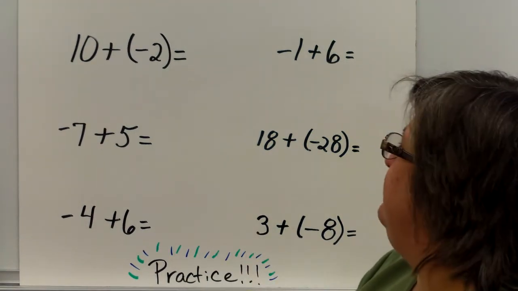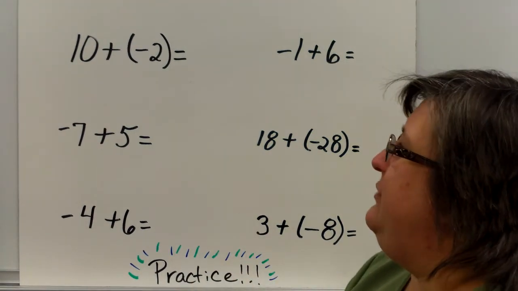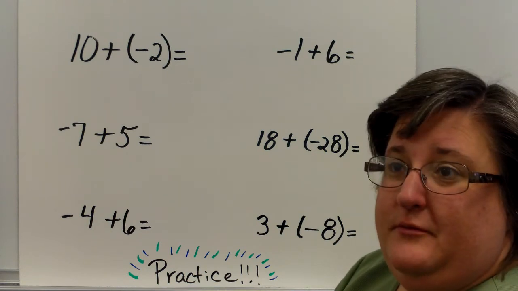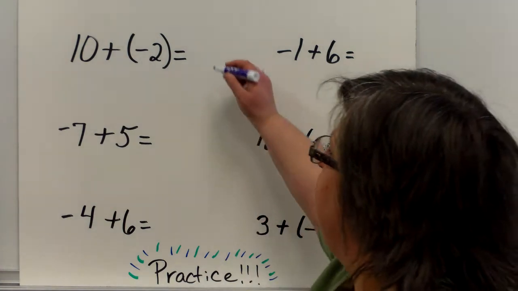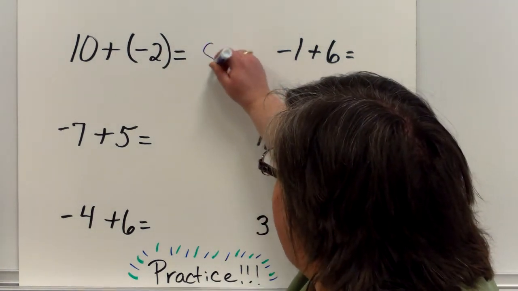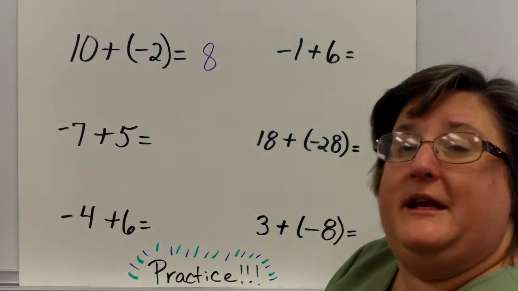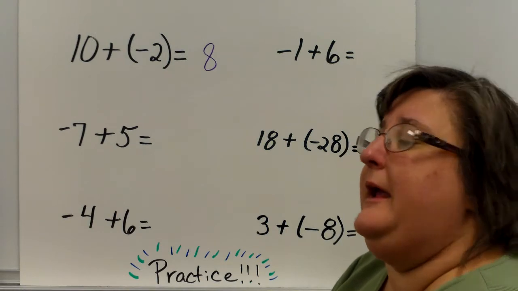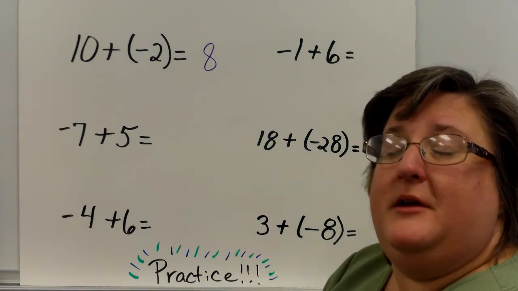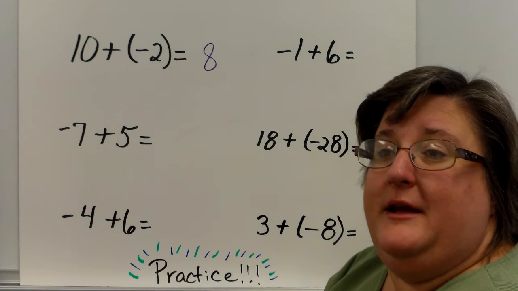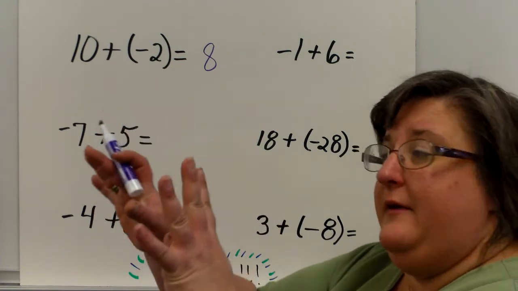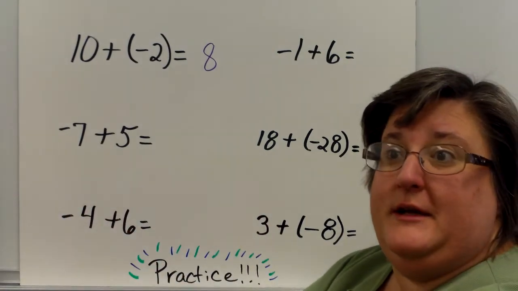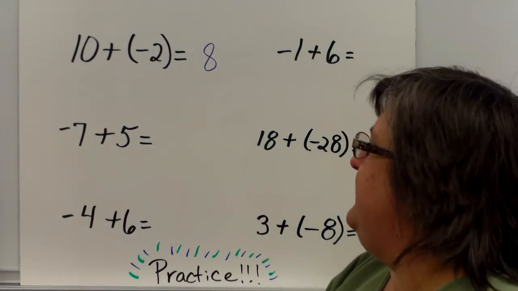Now let's take a look at some. We have 10 plus a -2. The signs differ, so I have to find the difference. In my head, I'm wiping everything away. A 10 and a 2 differ by 8. It's positive because there are more positives than negatives. Again, keep thinking of that visual of having circles neutralizing each other, those positives and negatives.